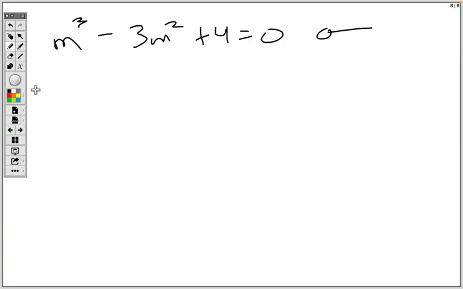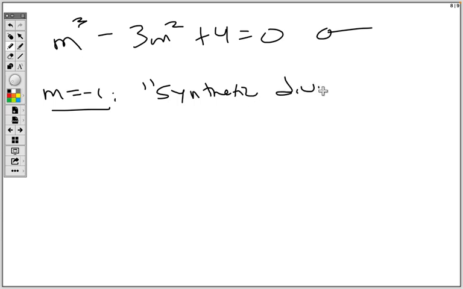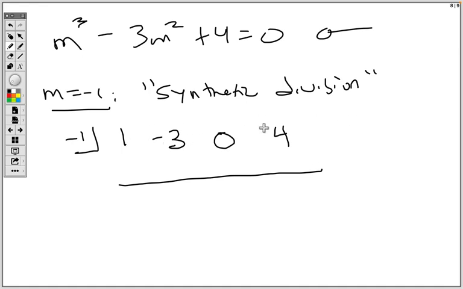So let's check that m equals -1 works. We can do synthetic division. We're going to take the -1, that's our proposed root, and then we're going to copy down the coefficients of m. So I've got 1m cubed, 0m squared, 0m, minus 3m squared, 0 m's, and 4. These represent the coefficients of m in your polynomial. And then we do synthetic division.